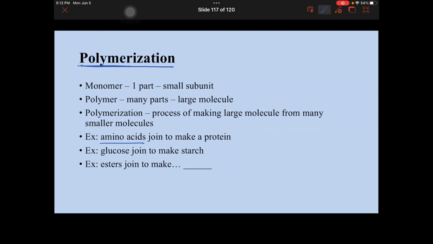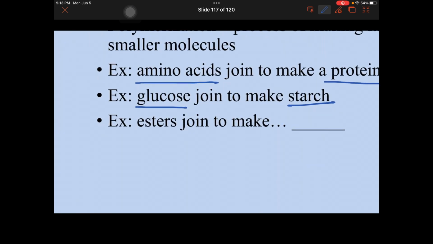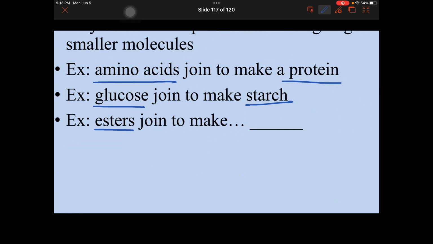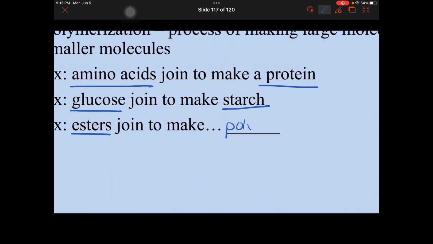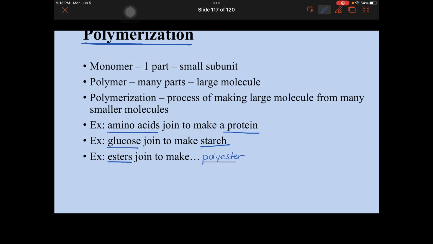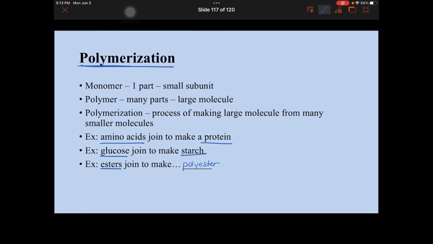So you should know that amino acids come together to make proteins, and glucose molecules make carbohydrates like starches. And if I have many esters, what's the prefix for many? Poly. So what do I make if I have many esters? Polyester. You know what polyester is? It's a fabric. A lot of your clothes are made out of polyester, sports uniforms and things like that. Okay? So that's where it comes from.